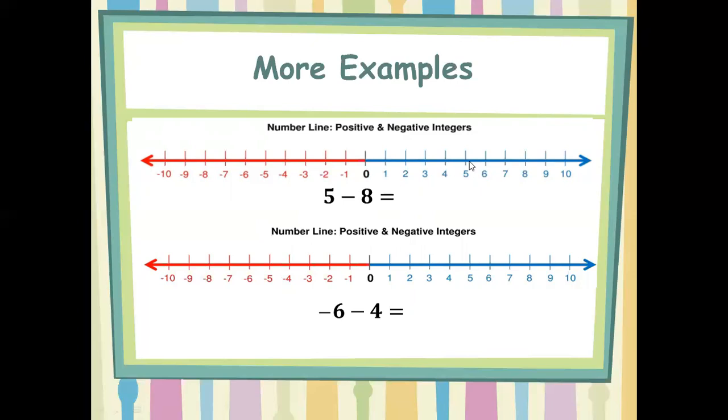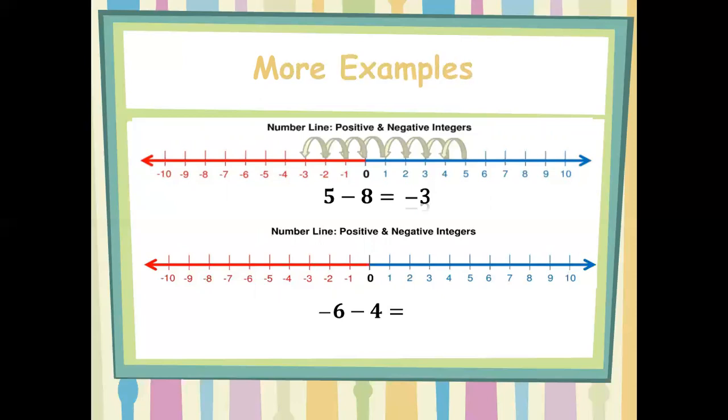Let's check. I'll start from 5 and I have to move. Do I move to the left or do I move to the right? I'm going to subtract, so I need to move to the left. So I will move 8 places to the left. So 1, 2, 3, 4, 5, 6, 7, and 8. So what's the answer going to be? We are going to be getting a -3 as the answer. Okay, so 5 minus 8 is going to give you a -3.